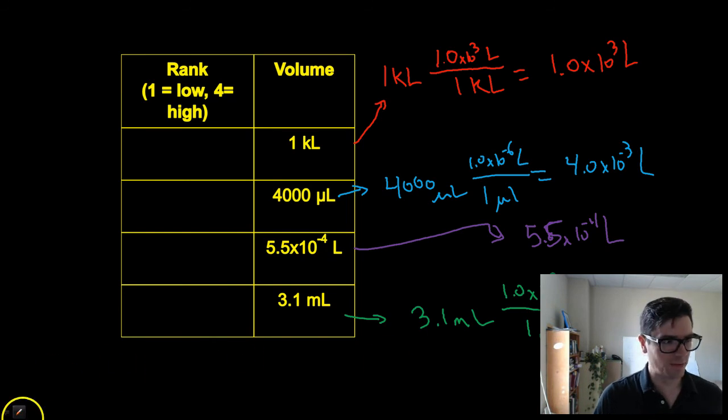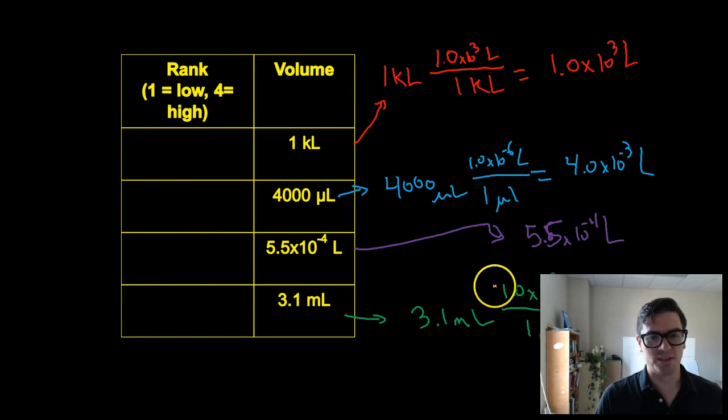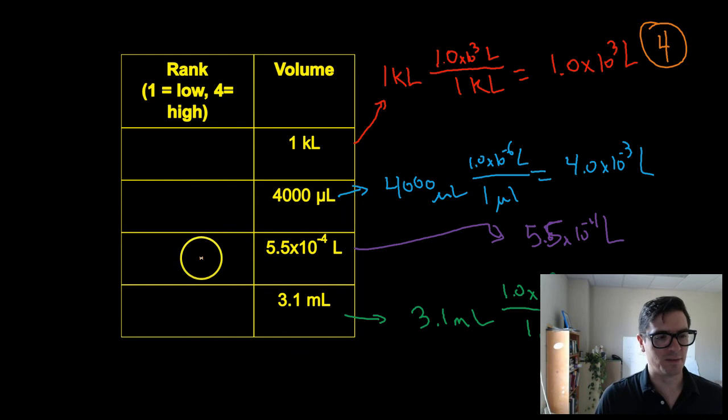Okay, so now we need to rank these from lowest to highest, and I said 4 is going to be the highest, so let's use orange for that. The largest one here, all these three are less than 1. This one is 1,000, so this is going to be your largest one. So this is going to be 4, and I'm going to write that as 4 over here.